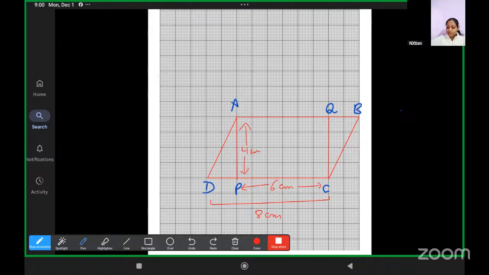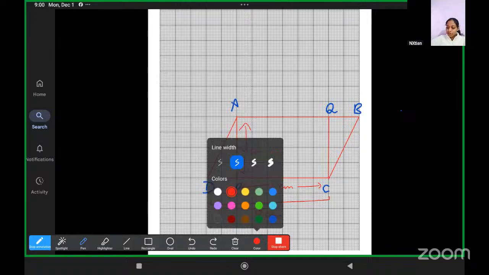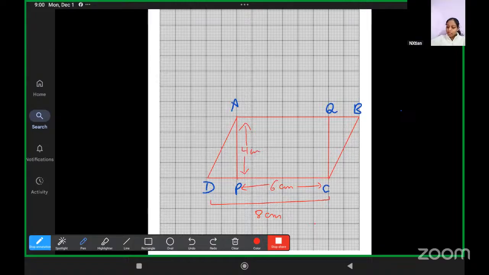Won't it be 5 centimeter, ma'am? No, Joshua. Count the blocks. It's 6. 1, 2, 3, and 4. The boxes in front of the letter don't count? It counts, Joshua. 1, 2, 3, 4, 5, and 6. So for AP, it will count from here: 1, 2, 3, and 4.